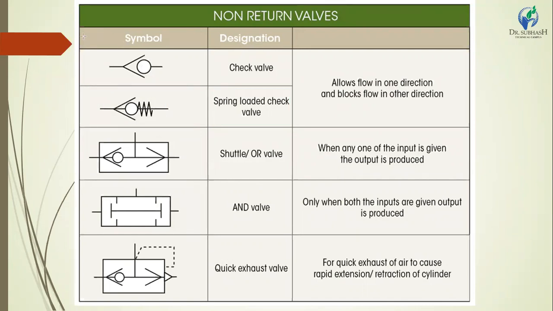The next is a shuttle valve. When any one of these points is given, the output is produced. The number of connections is 3: connection 1, connection 2 and connection 3. Only 2 connections are operated, and the flow output is produced.